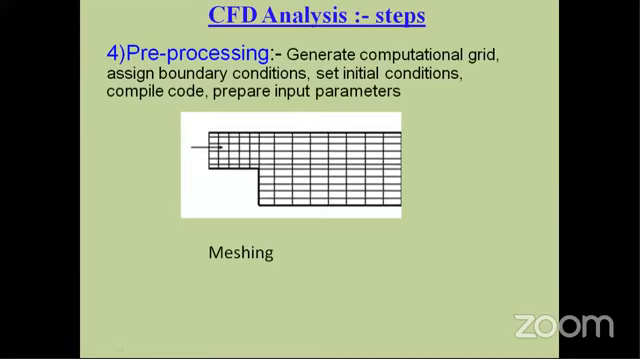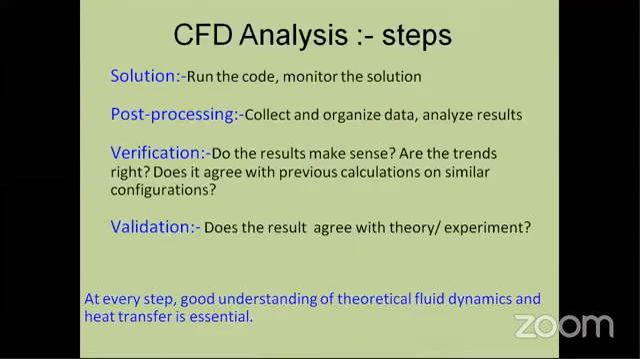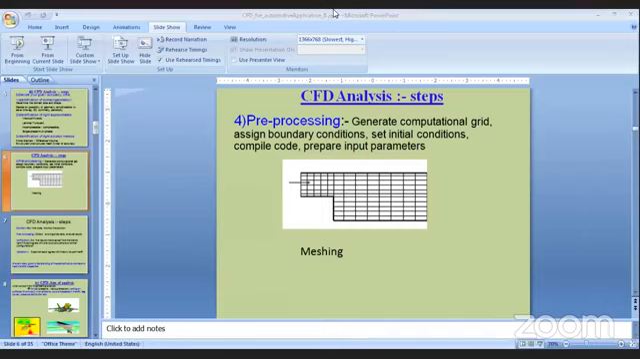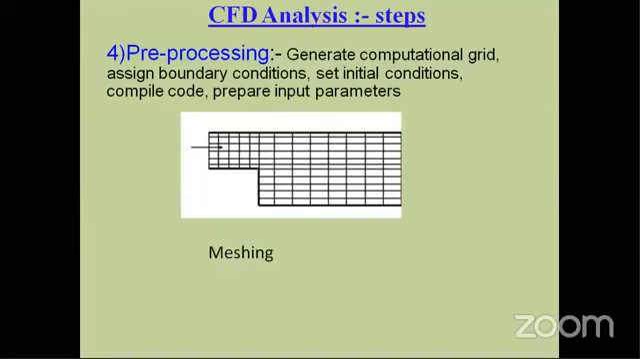Then comes pre-processing. In the pre-processing, what we do is we divide the domain into small elements, and we know that the differential equations are valid for small elements. So we need to divide into small elements, and those small elements are called the mesh. Okay, then we have to apply the boundary condition, give the initial condition, compile the program and prepare the input.